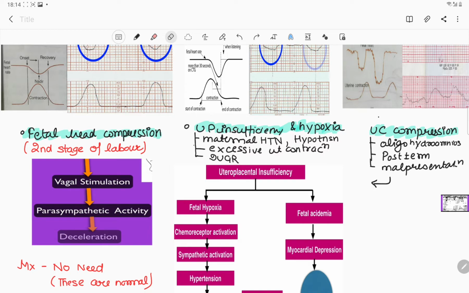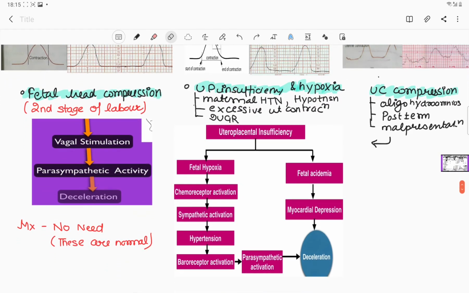The mechanism behind the late deceleration is: if there is uteroplacental insufficiency leading to fetal hypoxia, it leads to chemoreceptor and sympathetic activation, leading to an increase in blood pressure, activating the baroreceptor, and leading to parasympathetic activation, which will lead to late deceleration.